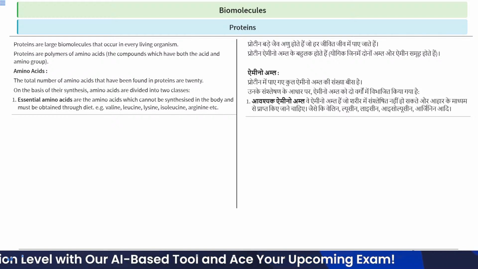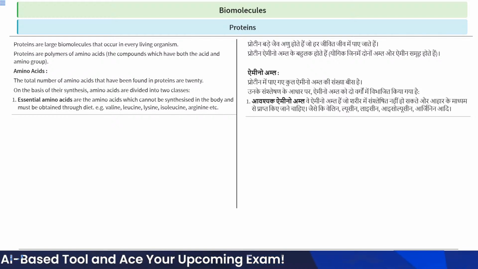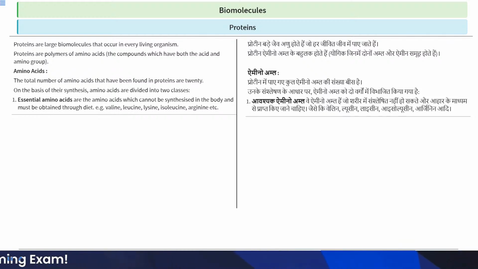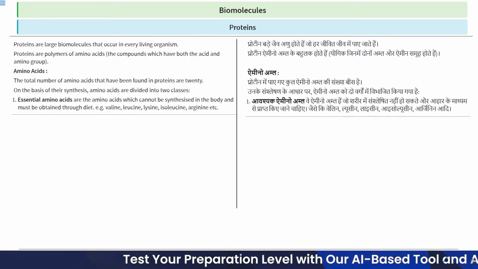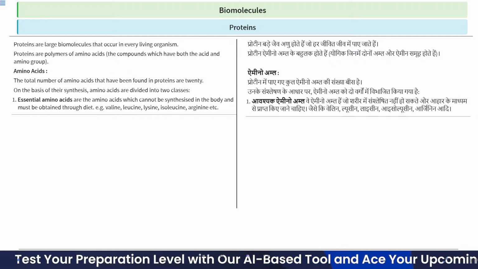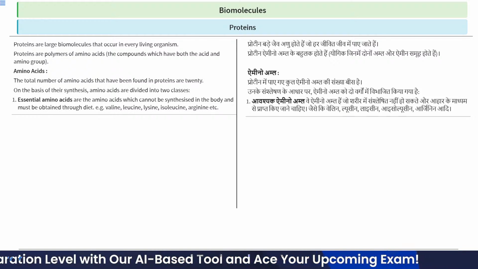So, as the name says, essential amino acids, it should be present in the body, right? Essential means important. But essential amino acids are the amino acids which cannot be synthesized in the body by itself, and they must be supplied into the body through the diet.